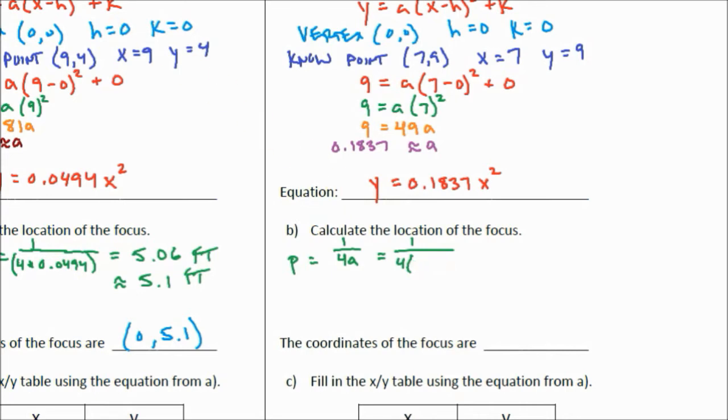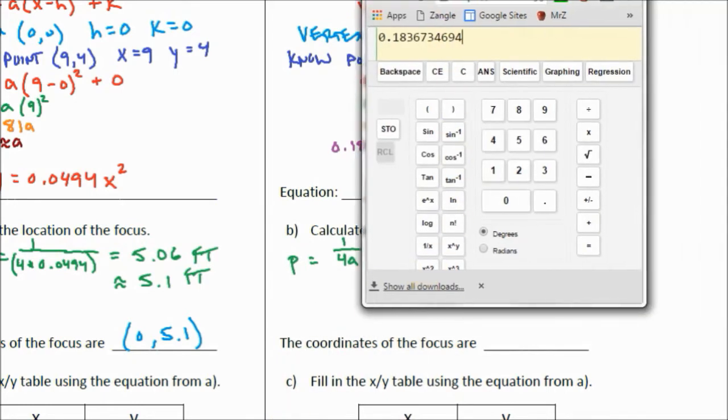0.1837, and I'm going to rewrite this so you guys can see how to put in your calculator. 4 times 0.183, I want to write a 4 there, 37. Let's put this in our calculator and get our p-value. Can't see it right now.